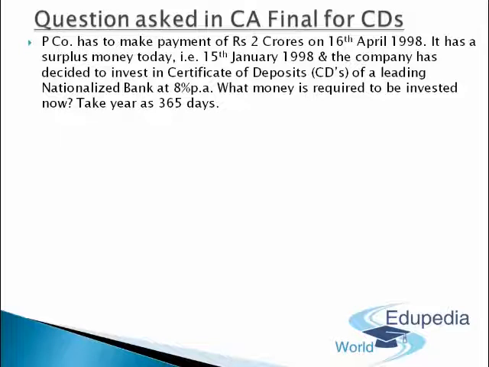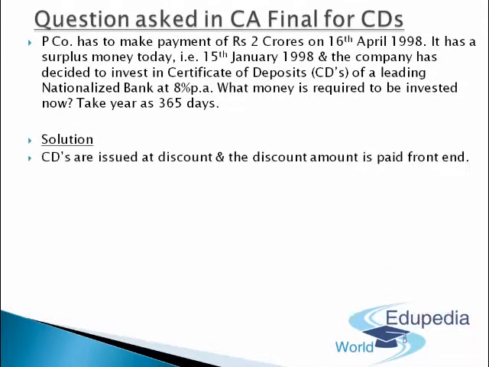So P company has to make a payment of rupees 2 crores on 16th April 1998. Today is 15th January and the company has already decided to invest in certificate of deposits at 8% per annum. So what is the money required to be invested now so that you will be able to make a payment of rupees 2 crores on 16th April 1998? Let's move to the solution of this question.